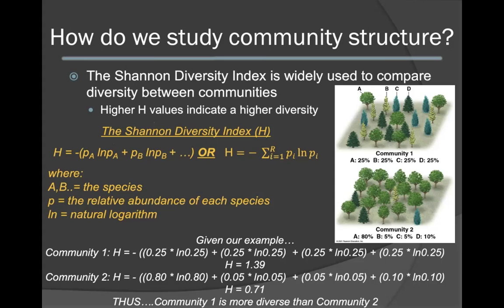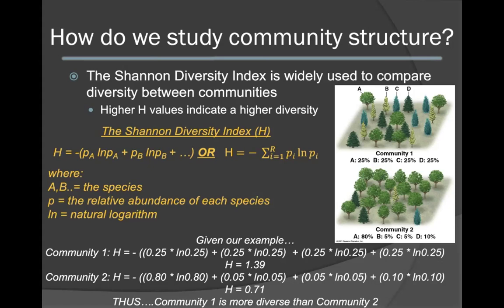In general, higher diversity indices or higher H values will indicate a higher diversity in the system. The formula for the Shannon Diversity Index is found below. Note that A and B represent the species that are present, P represents the relative abundance of each species, and ln is the natural logarithm. Given our example, you can take a look at the calculations below.